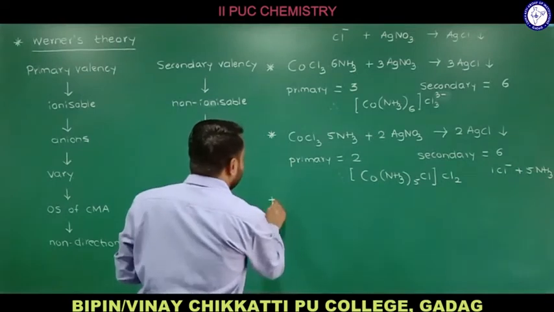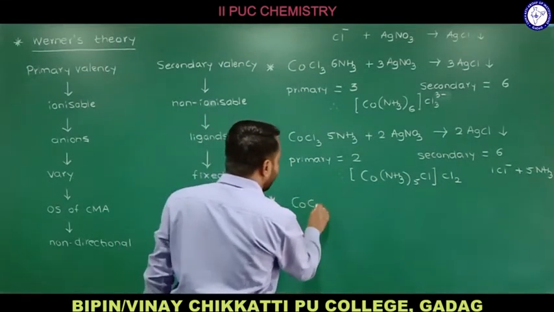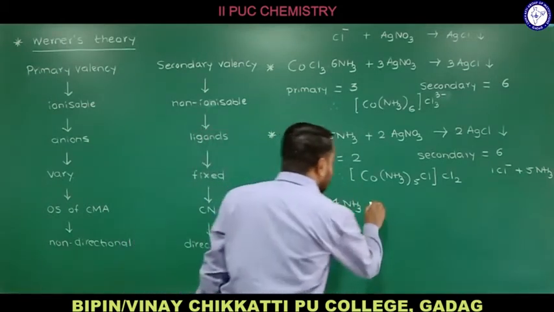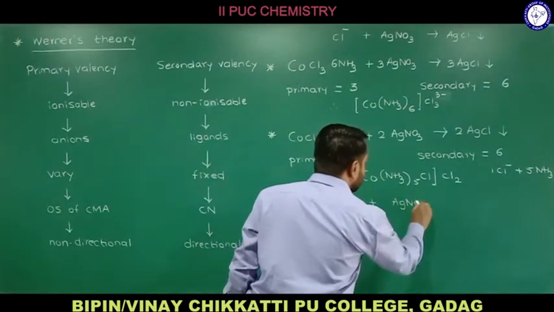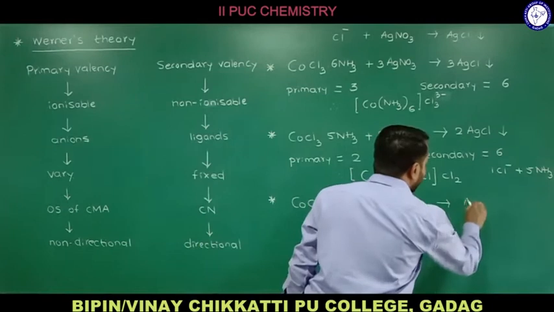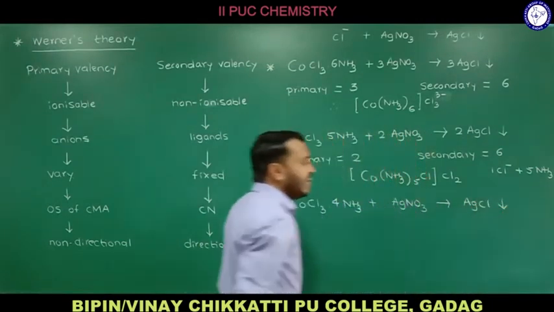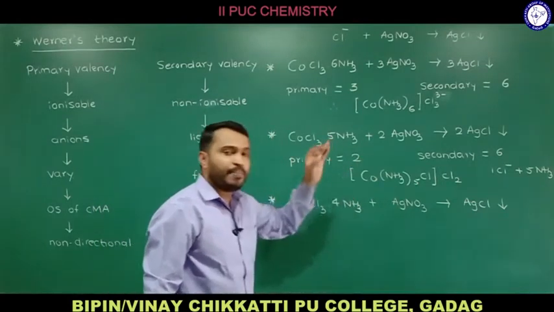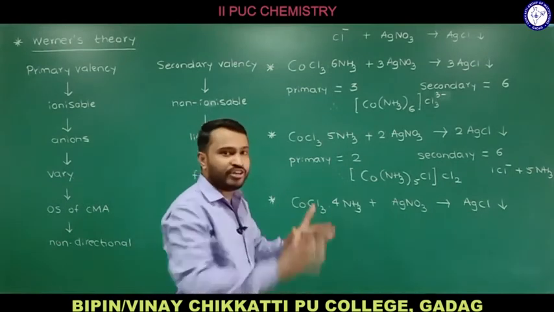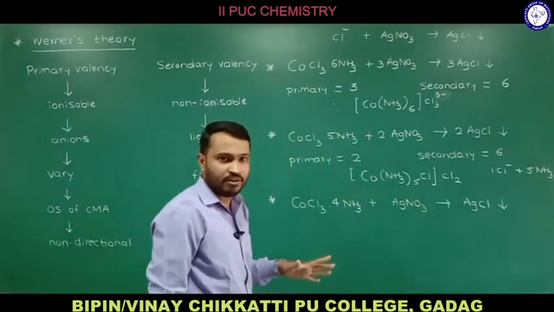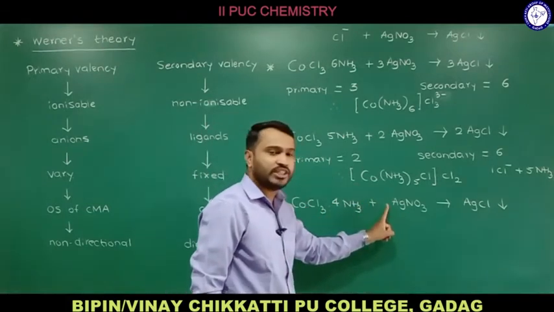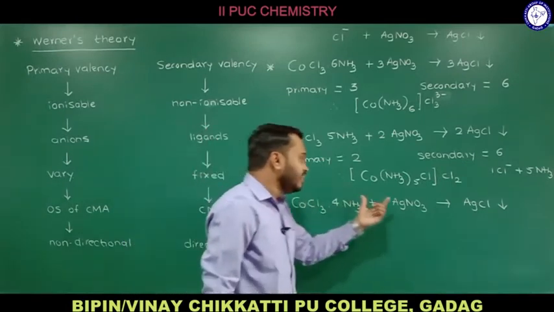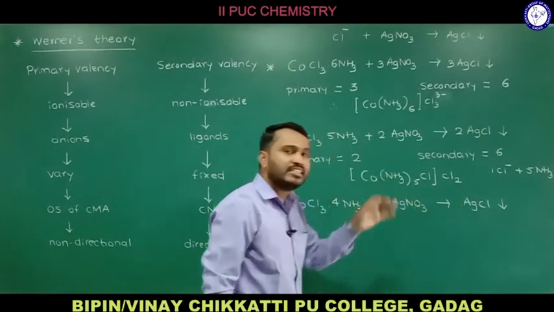One more example he considered, that is of the same kind, CoCl3. This time he is going to consider 4 amounts of NH3, and he treated with excess of AgNO3, and Werner got the precipitate, that is the same thing, silver chloride AgCl. Practically, experimentally he got 1 mole of AgCl precipitate. Since 1 mole of AgCl means 1 mole of AgNO3 is used, in this equation 1 mole of this coordination compound treated with 1 mole of AgNO3 gives 1 mole of AgCl precipitate.